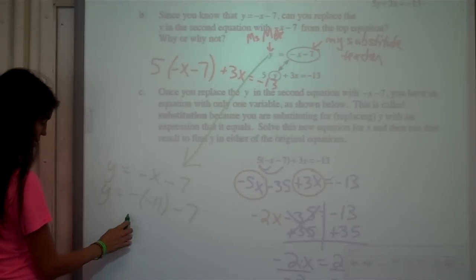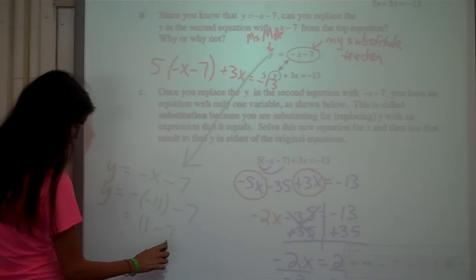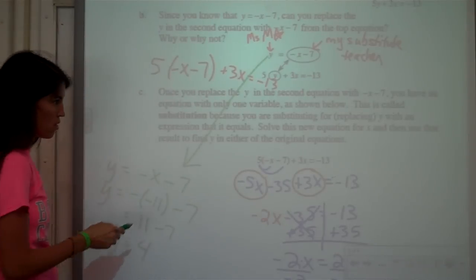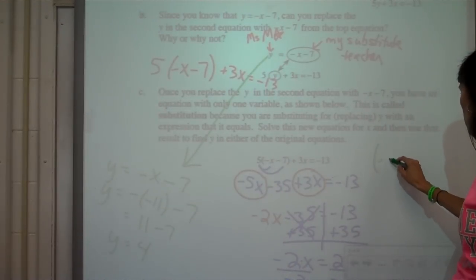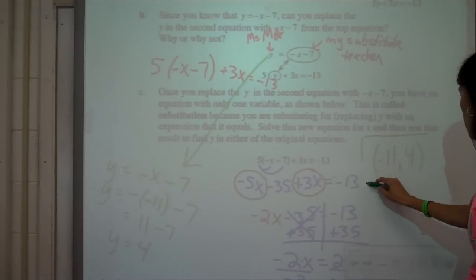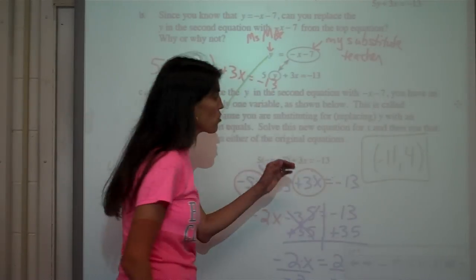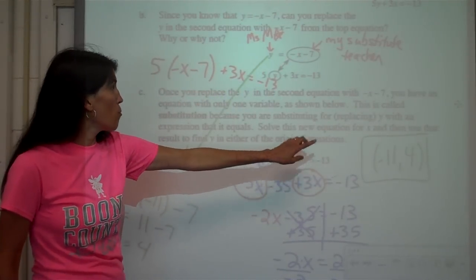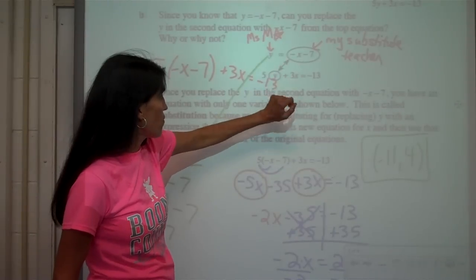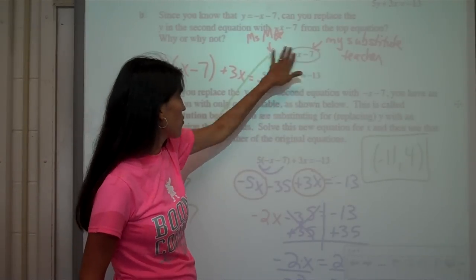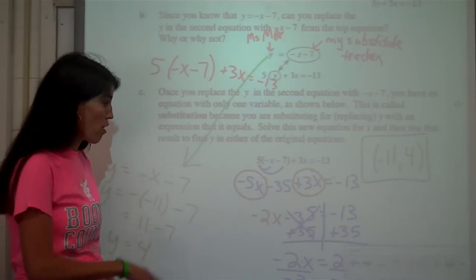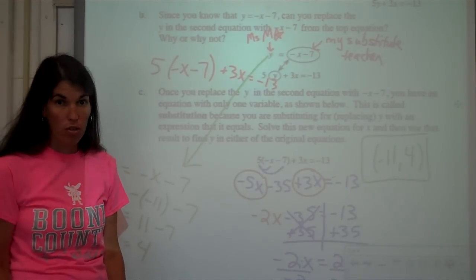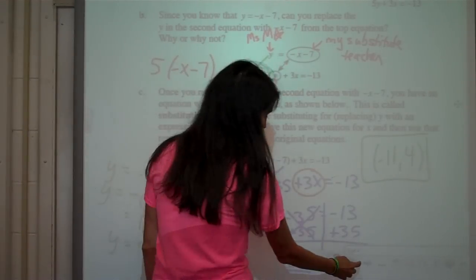Okay. Negating a negative makes it a positive. 11 minus 7 is 4. So your solution to this system right here is negative 11, comma 4. That means if I were to substitute a negative 11 in for the x and a negative 11 in for this x, and a 4 in for here, this one would check. If I put a negative 11 in here and a 4 in there, it would check. If you're having trouble with that, write that down in the spot for questions.